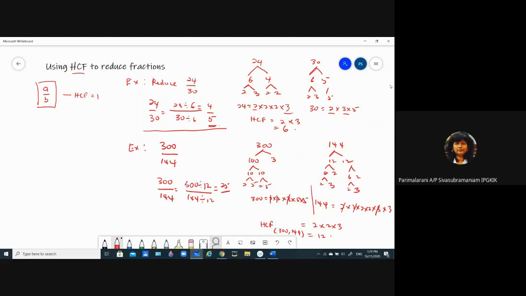25 over 12, yes. This is an improper fraction, but it's okay. We can still reduce it later. To simplify it more, we change it to mixed numbers, okay?